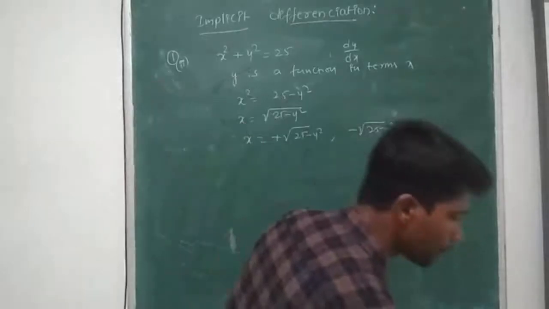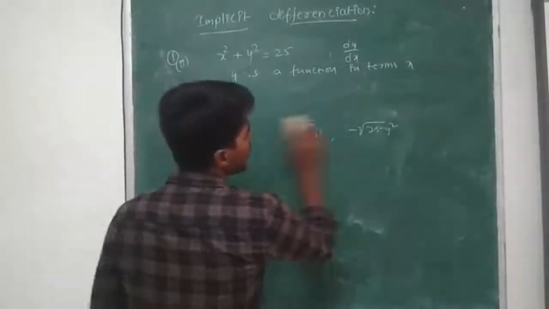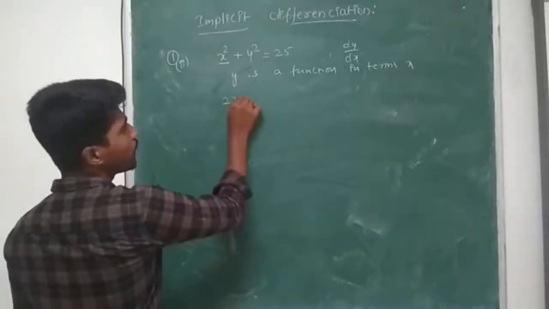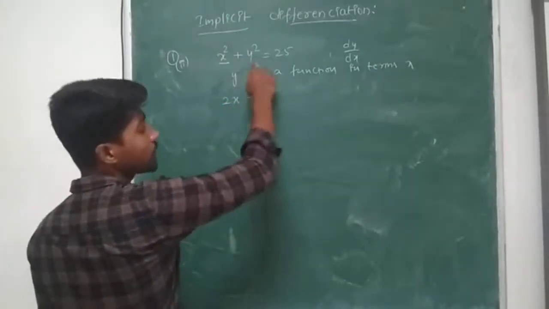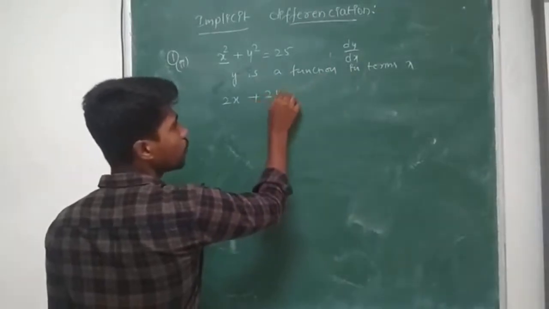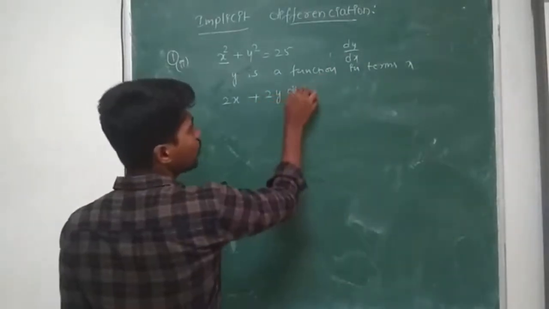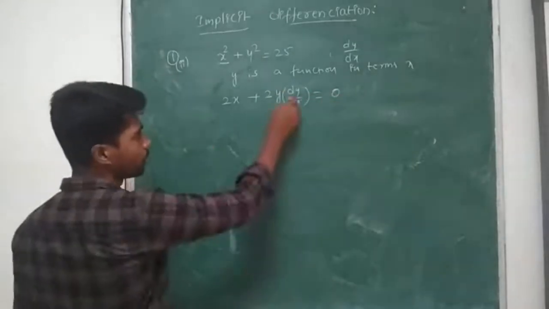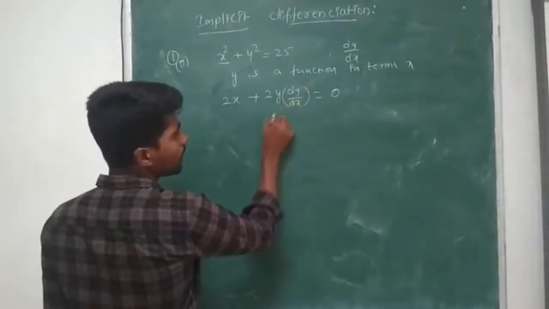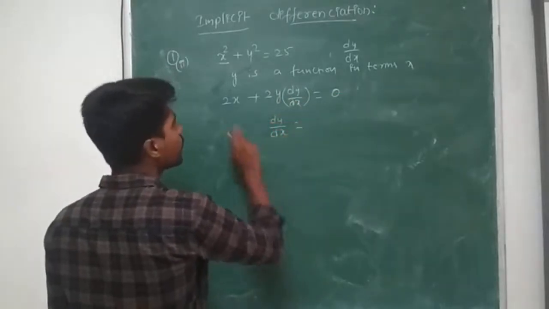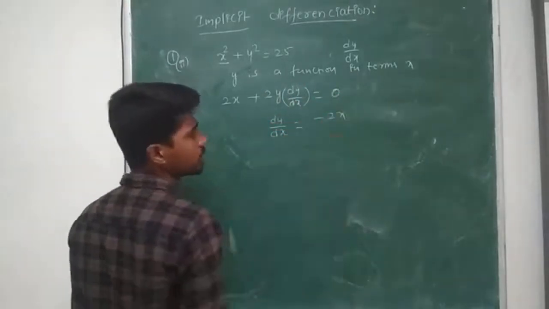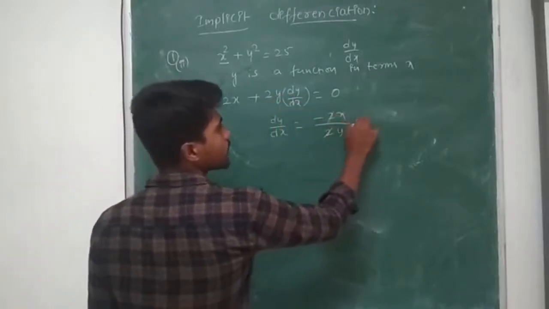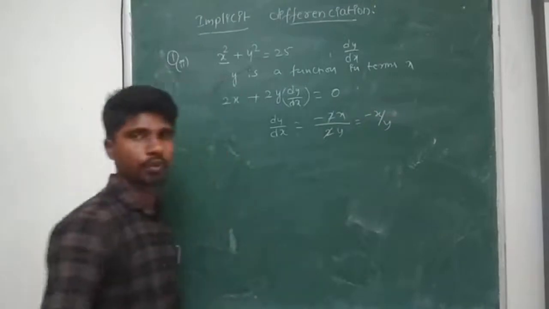So we see the differentiation with respect to x. Differentiation of x square with respect to x is nothing but 2x. Differentiation of y square with respect to x is 2y, but it is not x, so we again have to multiply by the derivative, dy by dx, which is equal to 0. Now I want dy by dx. So dy by dx is equal to minus 2x on the right side. 2y is multiplying, so I take it as division. 2 gets cancelled, and I get minus x by y.